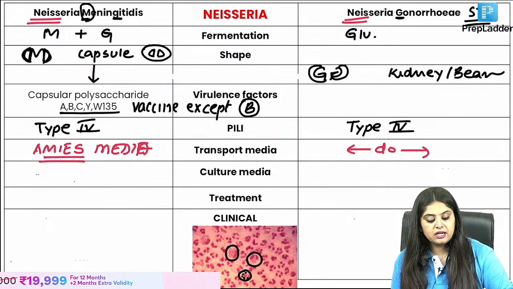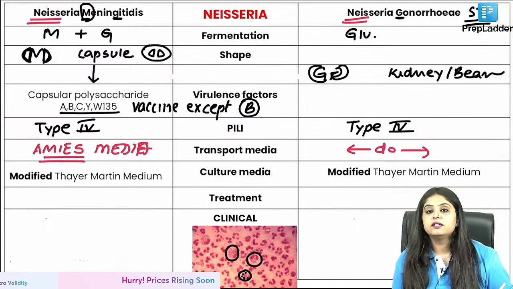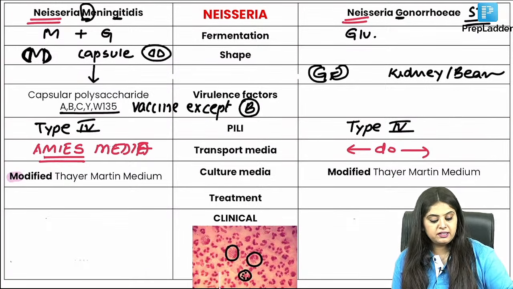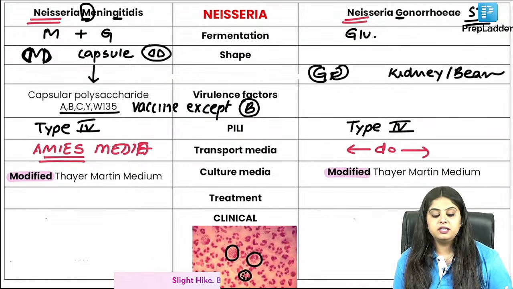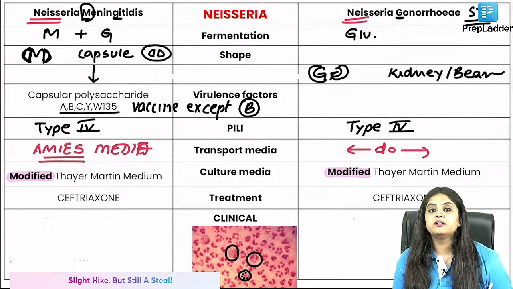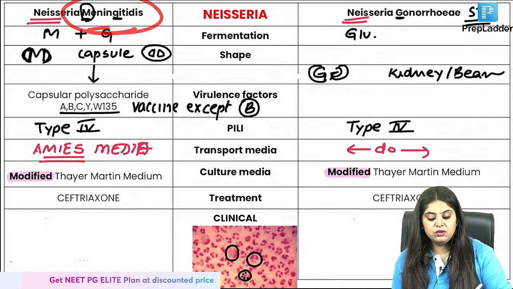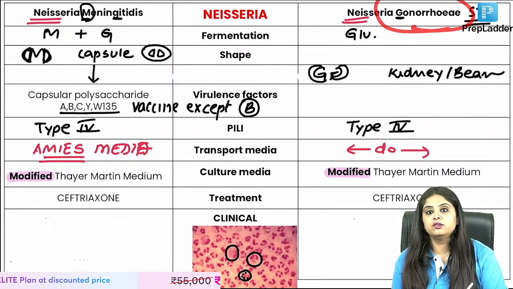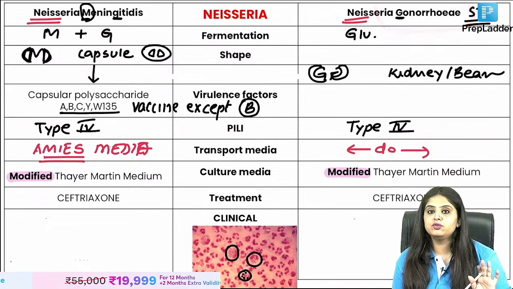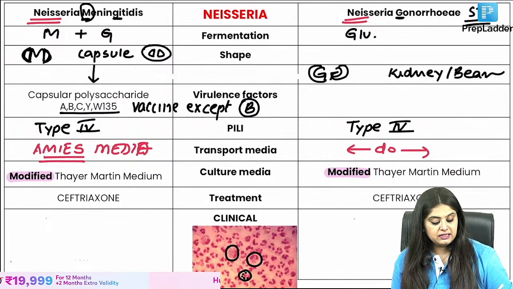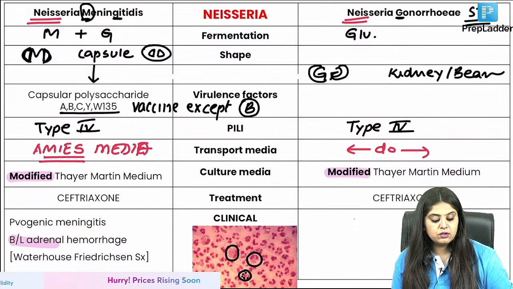Culture media अगर करना हो तो that is known as the modified Thayer-Martin medium. दोनों का same, modified Thayer-Martin medium. दोनों का treatment के लिए you are going to give ceftriaxone. Treatment तो कर दिया. Disease क्या है मैम? Meningitis will cause meningitis. Gonorrhea will cause gonorrhea, sexually transmitted disease. ये तो पूछ ही लेंगे. What else? Other than meningitis, what else does it cause?